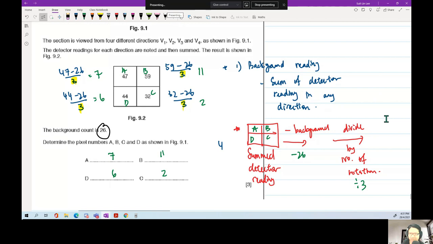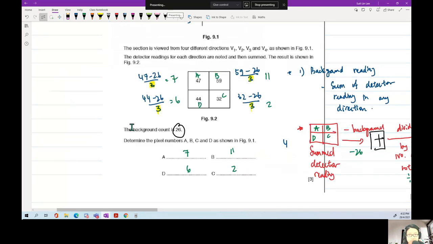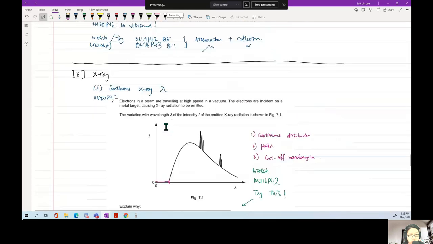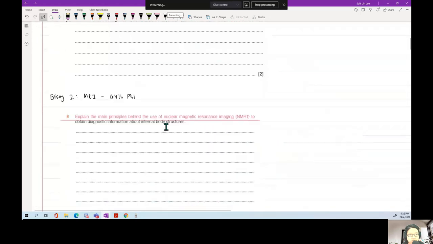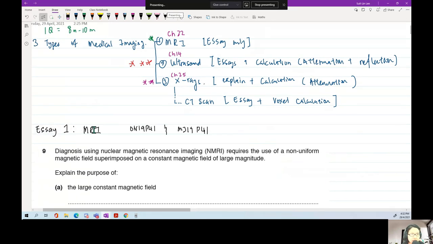Okay, so minus background, divide by number of rotations. If you want to know why, then watch the video. Remember, I started review session number 1, and I said it's not the time to ask why. It's just what are the questions that they will ask me and how can I better prepare myself for answering questions around this topic. So that's it. We have finished your 3 types of medical imaging, starting from MRI, less popular, to ultrasound, most popular, to x-ray, sometimes will ask, sometimes will not ask.